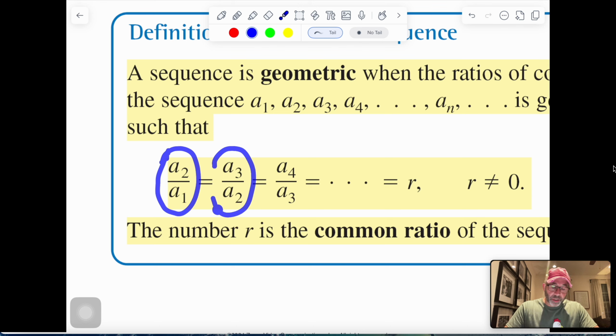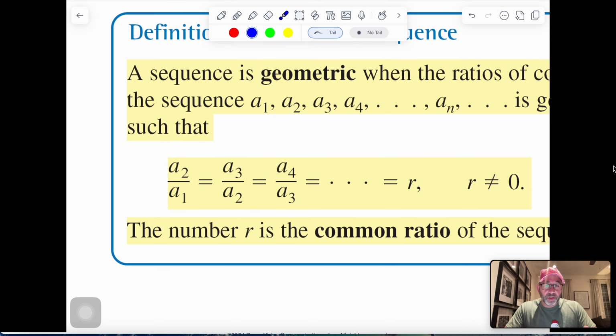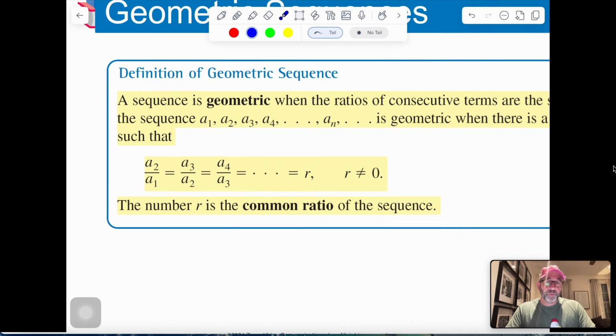We take the third term and divide it by the second, and that should give us a ratio. We take the fourth term and divide it by the third, and that should give us a ratio. As long as we have the exact same ratio going on, as long as we have an R here and the exact same R right here, then this is a geometric sequence. But if by chance we have one R in the first instance, and then a different R in the next, and then another R, this is not a geometric series, this is some other kind of series, okay?